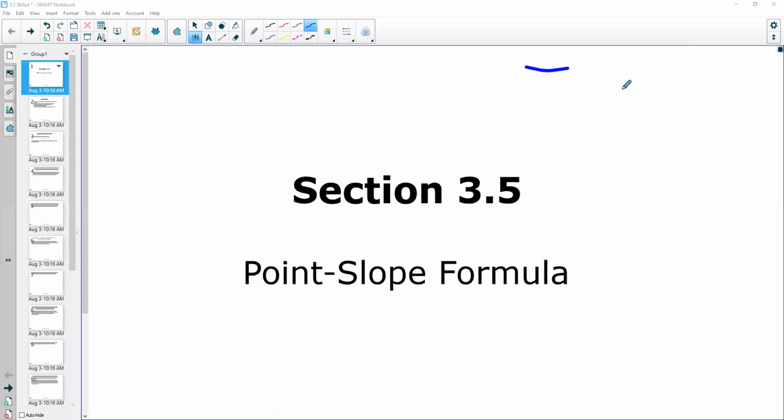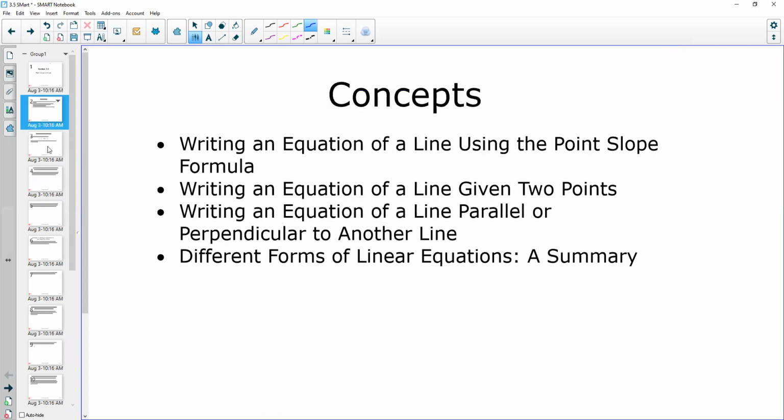All right, so these are the notes for 3.5. This is the point slope formula. This is the last section in chapter 3. So just have a sense, this is where this ends, and then from here, we move on to the next thing in chapter 4.